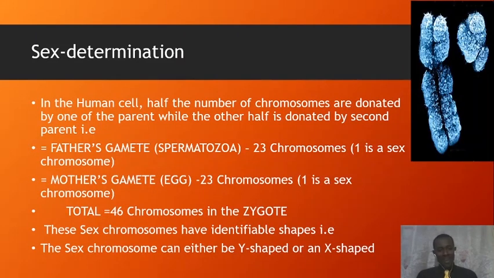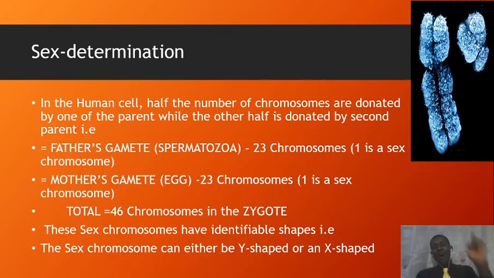Now, the first thing you have to know is that in the human cell, half the number of chromosomes are donated by one of the parents. By the way, before we go on, let me ask you, what is half the number of chromosomes in a human cell? Half the number, as showing on your screen, is 23. The other half is also 23. 23 plus 23 will give you 46. And that means that there are 46 chromosomes in a human cell.